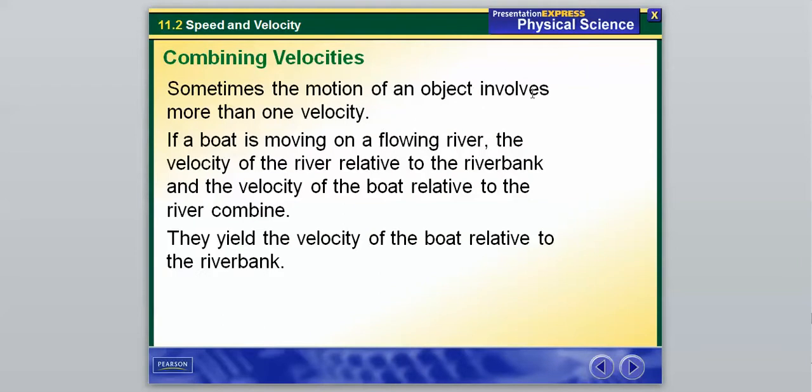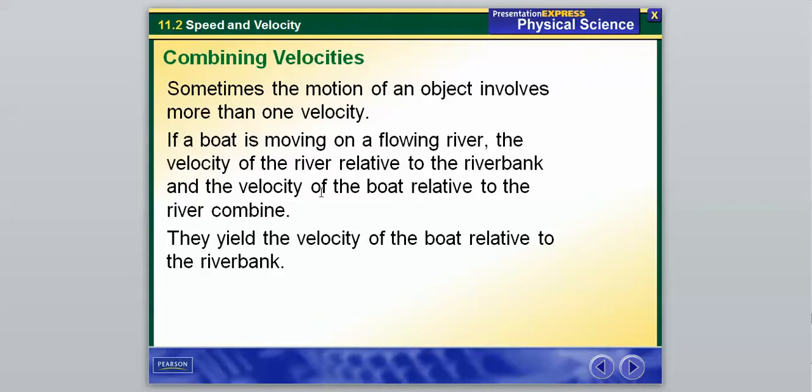Sometimes the motion of an object involves more than one velocity. Again, it's not always going to be one constant velocity. A good example is a boat that's moving on a flowing river. There's the velocity of the river relative to the riverbank, so how fast the river is moving along the bank, and the velocity of the boat relative to the river, and they will combine.